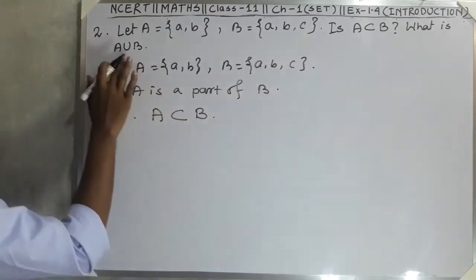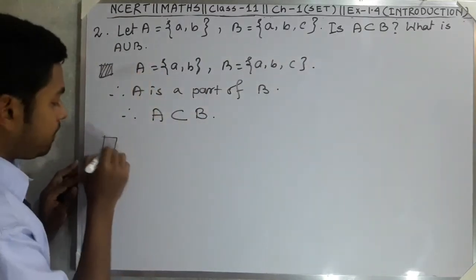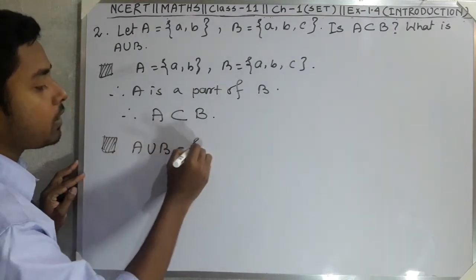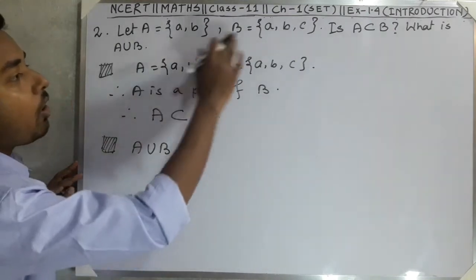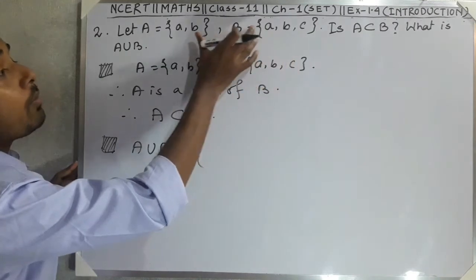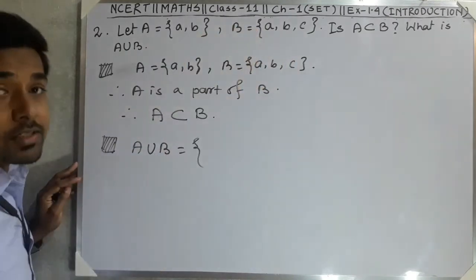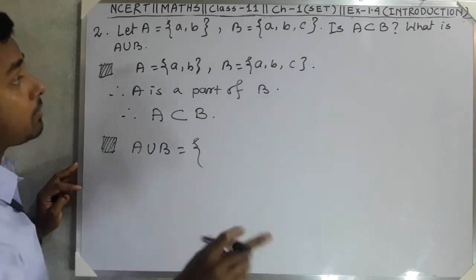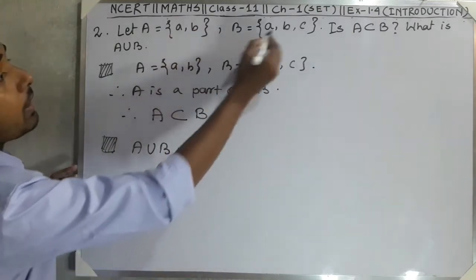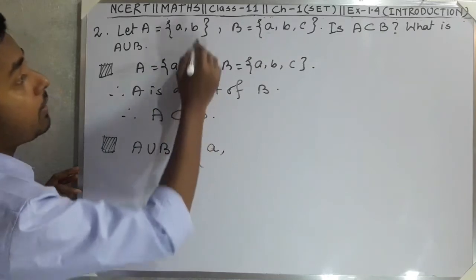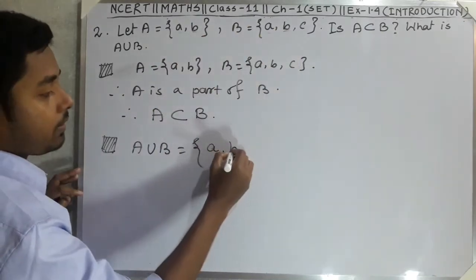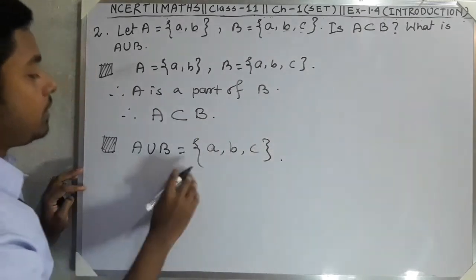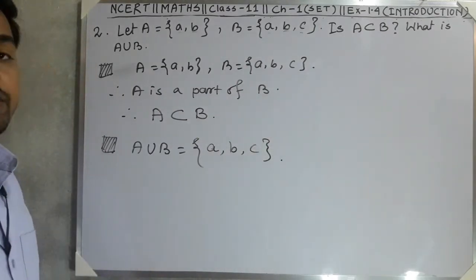And second part is what? What is A union B? And in the second part, what we have to find out is A union B. That means all the elements of A, all the elements of B and the common elements. But common elements we should take only one time. एक ही बार लेना पड़ेगा, बार बार नहीं. So a, b and c. This is A union B. So pause the video to note it down.